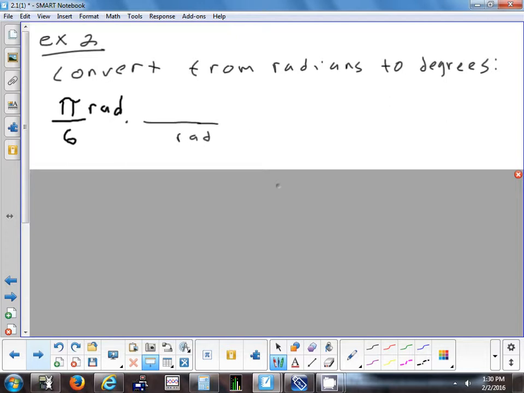Okay, and the number that we always think of when we think radians? That's the pi. So degrees goes on top. And Tyler, what's the number we think of when we think degrees? 180. There's my 180.